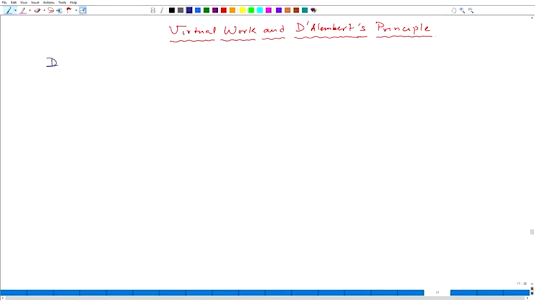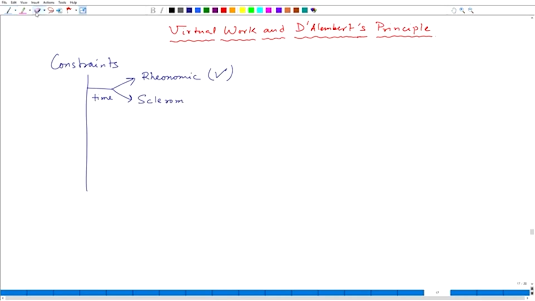So, constraints, we said, depending on the fact whether time is explicitly appearing or not, the constraint can be rheonomic, where time explicitly appears, or scleronomic, where time does not appear, explicitly of course.